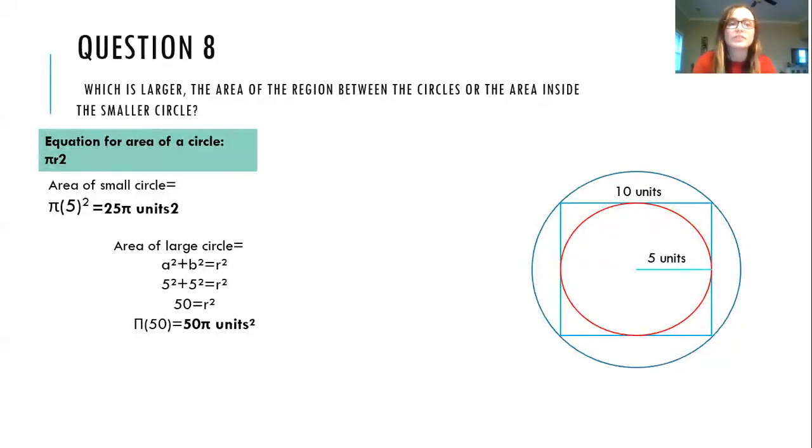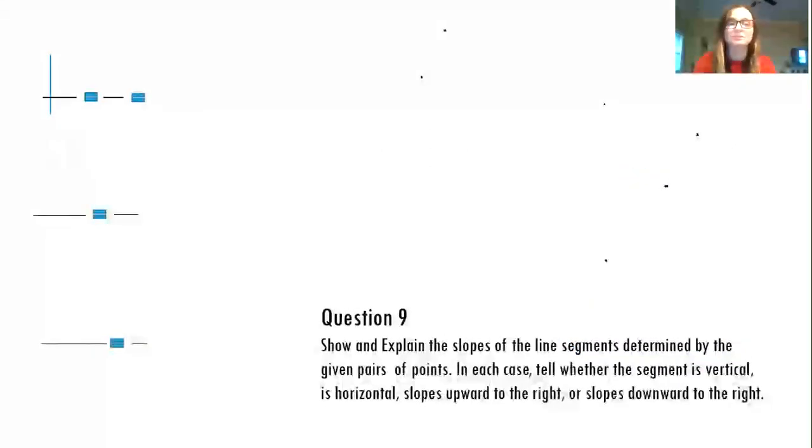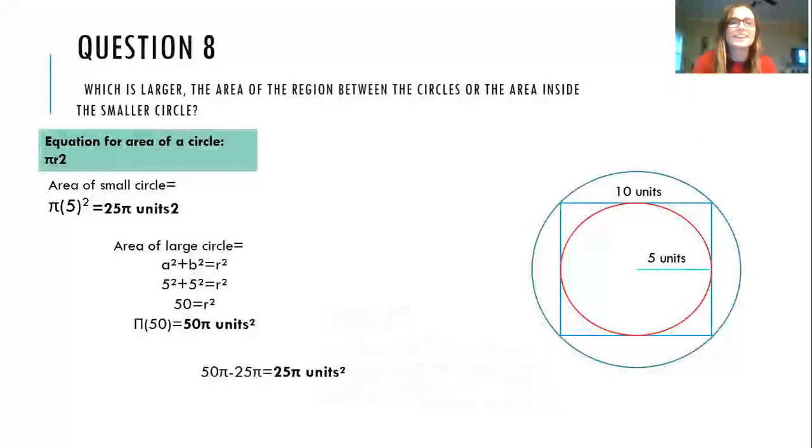So we would do 5 squared plus 5 squared equals r squared, which equals 50 equals r squared and comes out to be 50 pi units squared. 50 minus 25 is 25, so it comes out to be 25 pi units squared. So this means that the area of the region between the circles and the area inside of the smaller circle are actually exactly the same. They are not larger and they are not smaller.